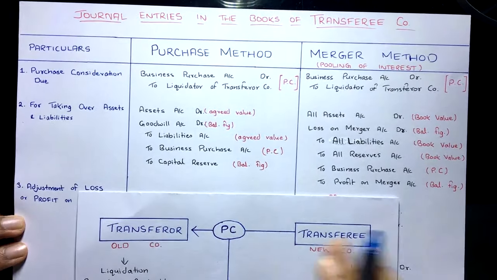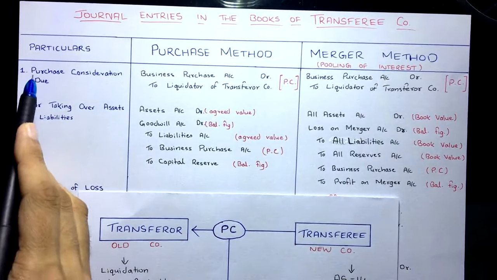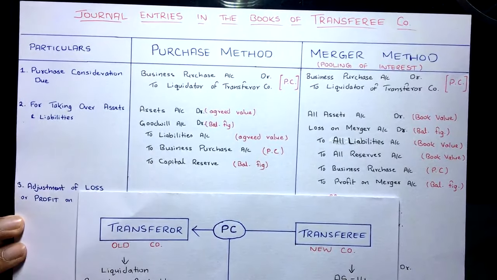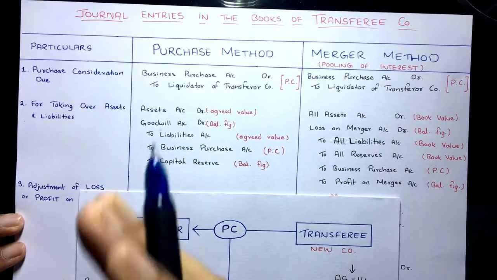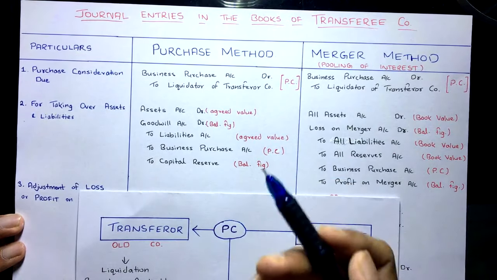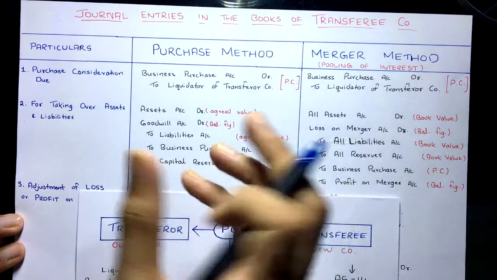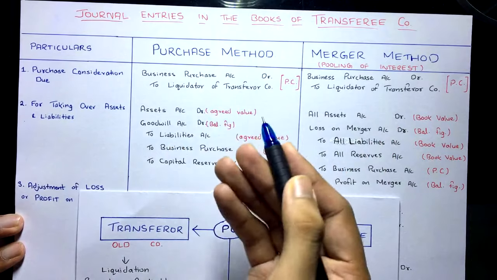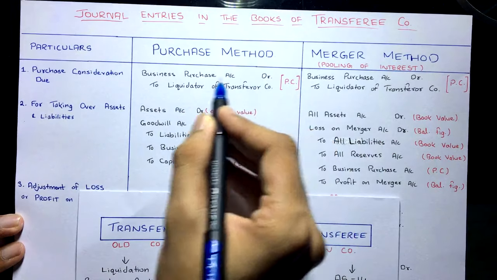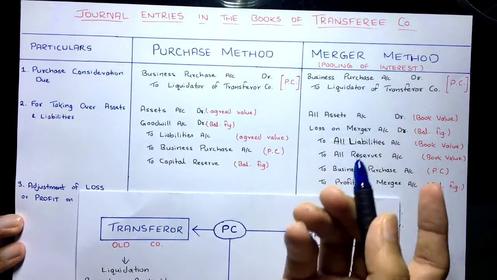Now here we have the first entry that we have to pass. See, here it is very simple. The first entry is the purchase consideration due entry. We have to make the PC due, right? See, in 11th standard, what used to be the entry for a simple credit purchase from Sham? Let's say we purchase goods from Sham. What used to be the entry? Purchases account debit to Sham, isn't it?